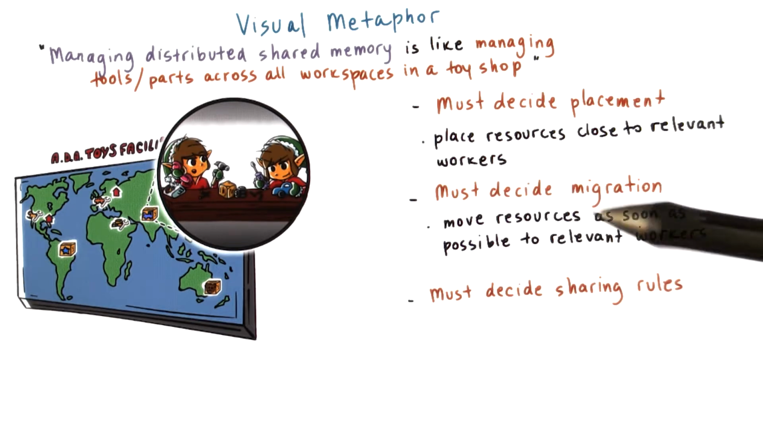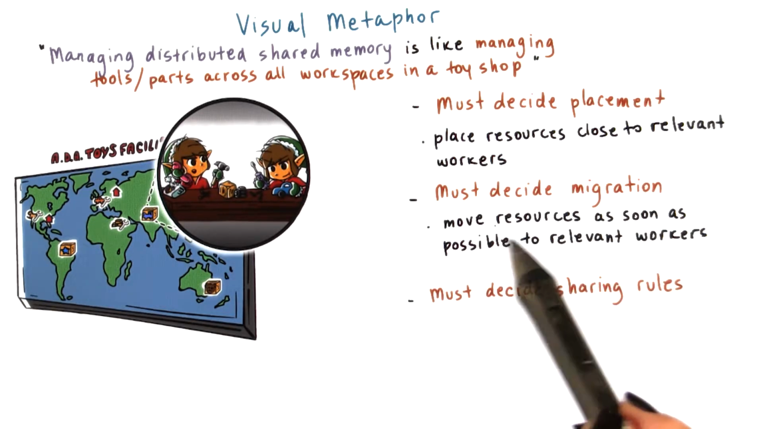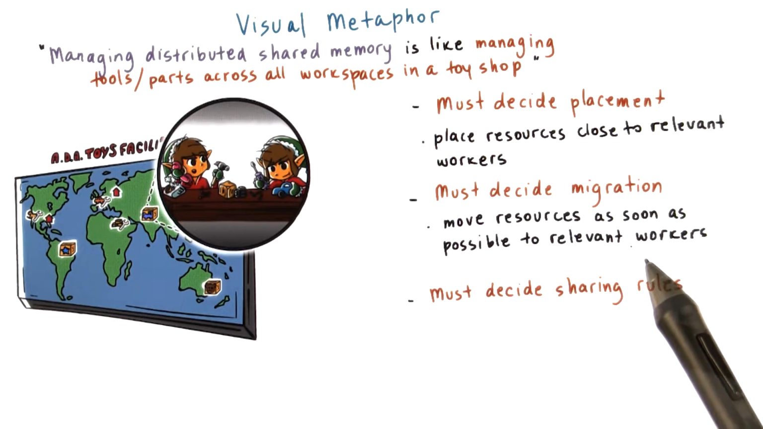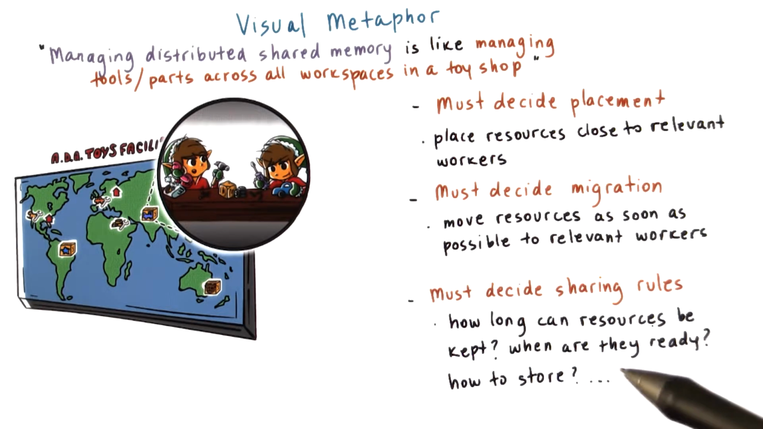When a worker on one workbench is done with a particular resource and another worker on another workbench or potentially even in another location needs that resource, we should move it as soon as possible. And finally, we must have policies on how long a worker can keep a tool on their desk, or when and how workers should let others know that a tool or a toy part is ready and is available for use by others. Or for instance, when should the tools or the toy parts be placed into a storage facility that others can access as well.